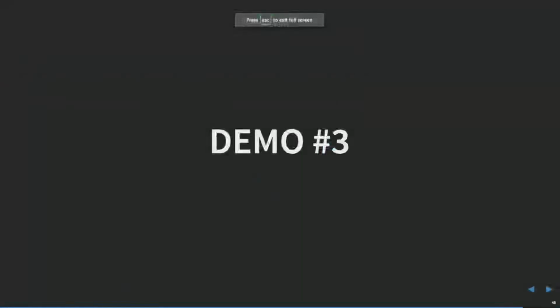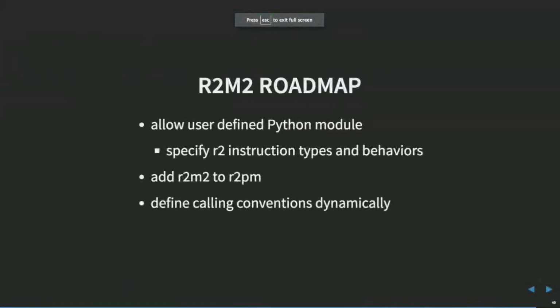I think that's it. So, roadmap: r2m2 is still under development. It works fine for my usage. Hopefully it will work for you. And something I would like to do is define a calling convention dynamically. My main goal here is to enhance again the display I can get in R2.